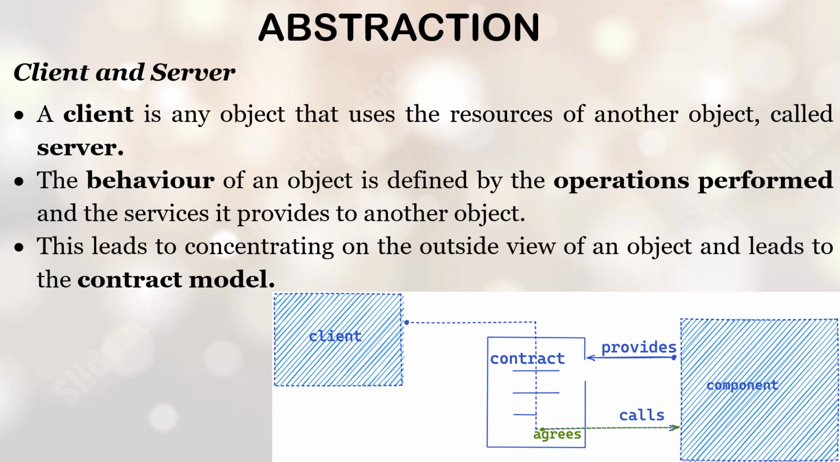Take the client and server. The server object has a lot of resources. The client object utilizes these resources. The behavior of an object will be defined by the operations performed and the services it provides to another object. Now this gives rise to a model called the contract model.